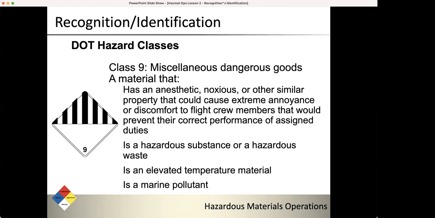Class 9 is miscellaneous. So what is that? That's anything that doesn't fit in the previous 8 categories. So that could be examples, so some type of anesthetic, anything that's noxious. So for example, would be like pepper spray or mace. Those are noxious, causes extreme annoyance or discomfort to flight crews. Could also be elevated temperature or marine pollutant. Could be class 9. So that's going to be a black and white stripe over white solid.